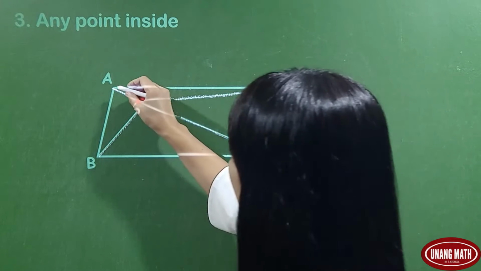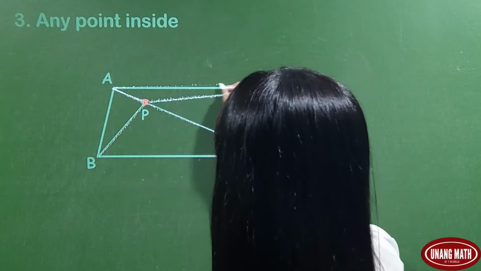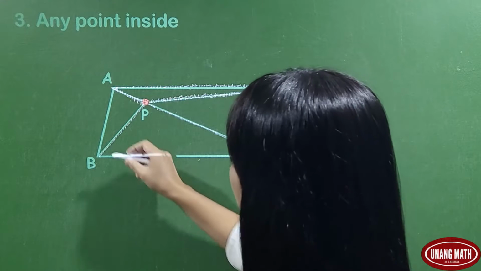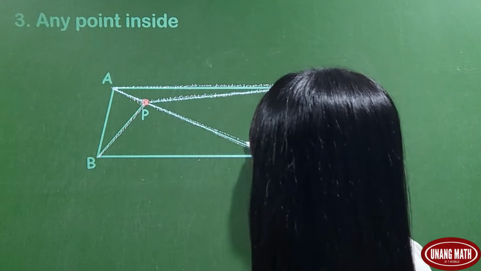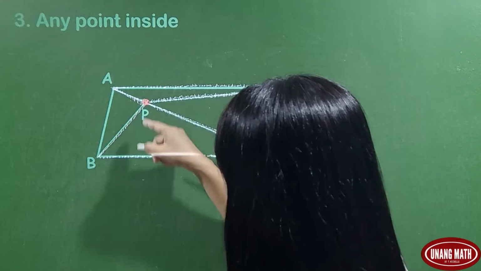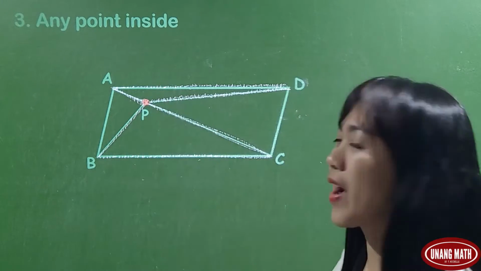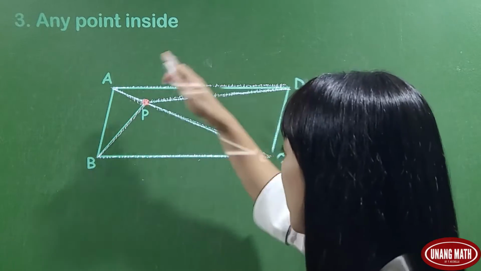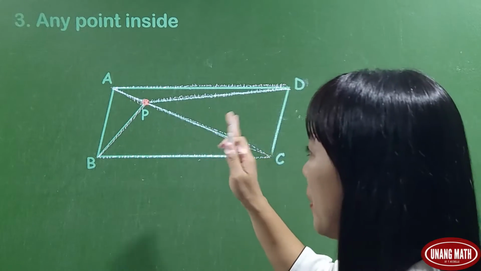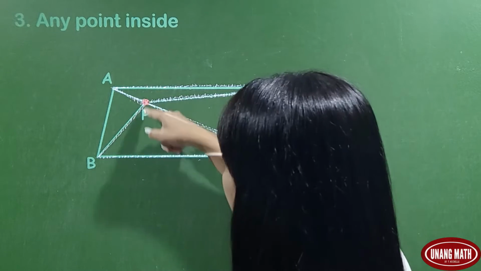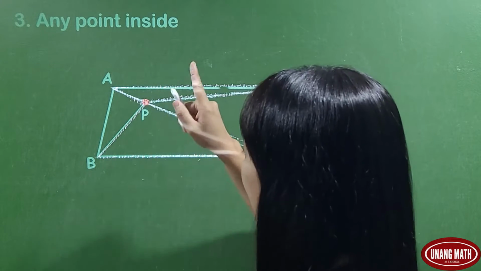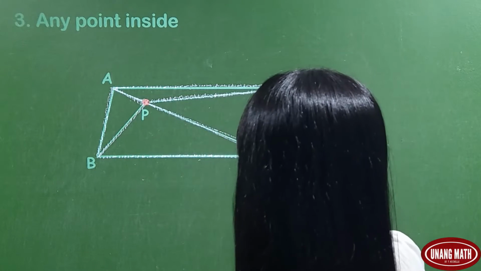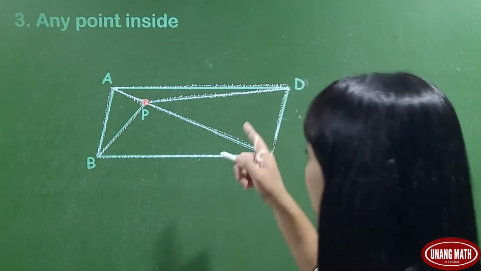Okay, now, this triangle on top, APD, and this triangle BPC, the sum for these two triangles is half the area of this whole parallelogram. Or the sum of these two triangles is equal to the sum of these two triangles, the triangles on the left and triangles on the right.